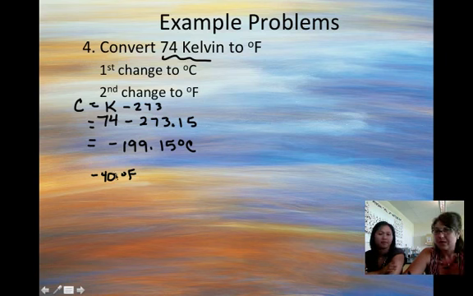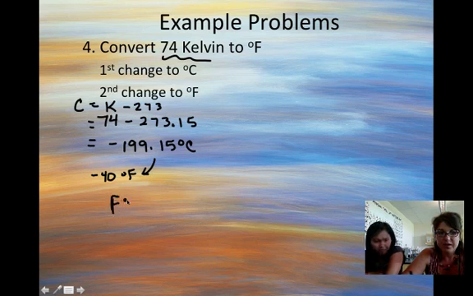Okay, well, let's see how this temperature compares to the coldest temperature we could tolerate in the Colorado winter. Okay, so Fahrenheit is not the one with parentheses. So it's 9/5 times Celsius plus 32. So that's going to be 9 times negative 199.15.